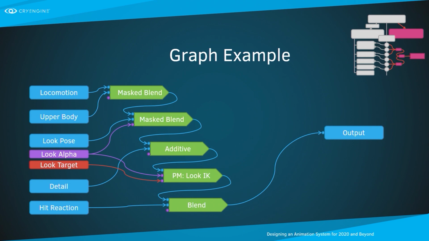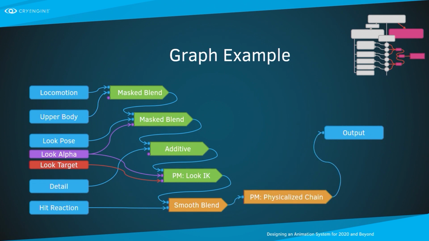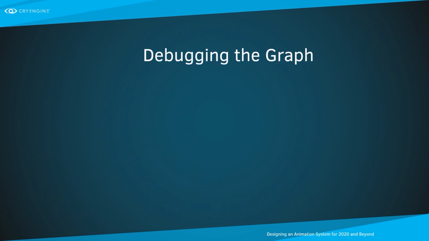In all of the other examples, we expected all of the inputs to always be present, so it wasn't an issue. But if we're plugging in and out the hit reaction, it just doesn't look nice. So we replace it with a smooth blend node, which is essentially going to provide a way to blend that animation in and out smoothly. And apply some procedural corrections on top, let's say we want to physically simulate a strand of hair or something. So let's talk a little bit about the debugging facilities that we have planned for the graph.